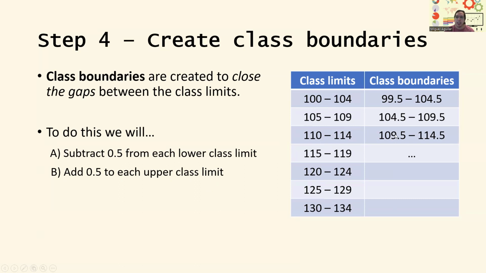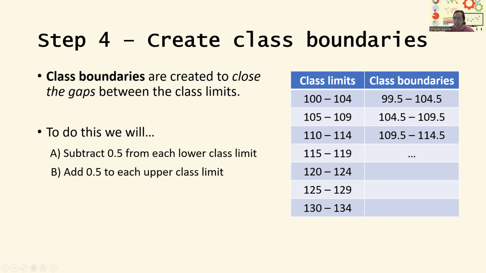For the upper class boundaries, we're going to look at the upper class limit, so 104, and add 0.5. So if we add 0.5, we get 104.5. And we can continue that process here, adding 0.5 to the upper class limit. 109 plus 0.5 should give us 109.5.